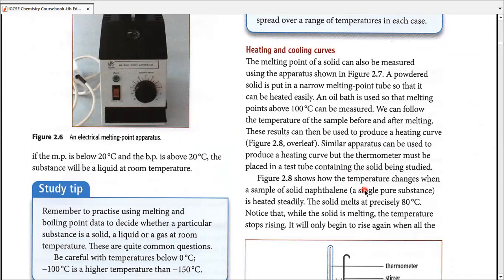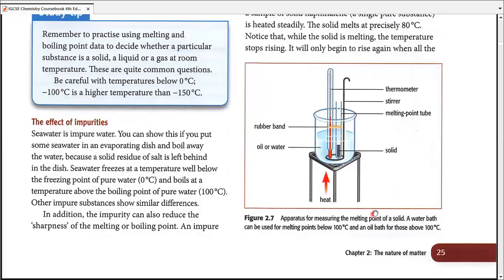All right. So what do we need to do? First, we need to follow an experiment to get a standard set of values that we can plot on a graph. We take a powdered solid and put it in a narrow melting point tube so it can be heated easily. If we're going to heat it up to 100 degrees centigrade, we may use a water bath. If we want to heat it more than 100 degrees centigrade, we need an oil bath. This is written right over here in the figure captions. A water bath can be used for melting points below 100 degrees centigrade, and for above 100 degrees centigrade, we need oil baths, right?